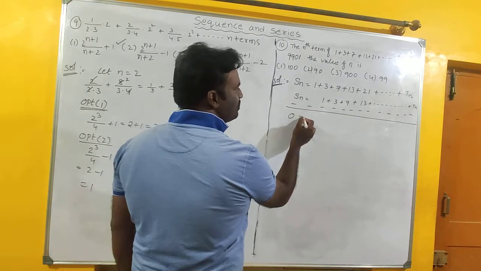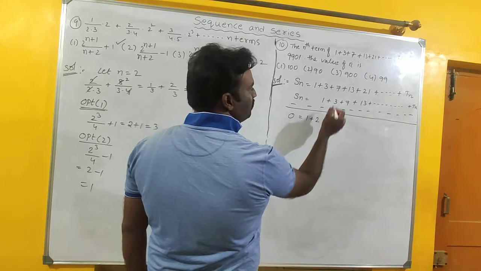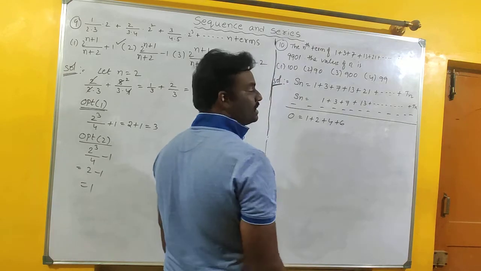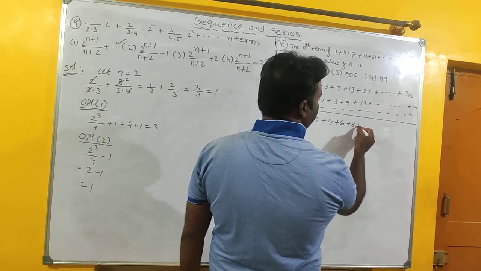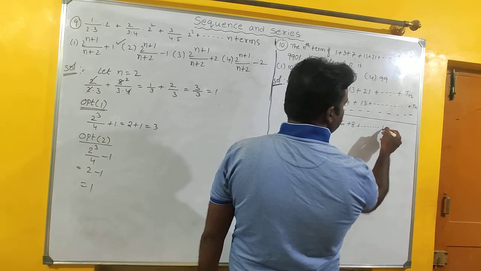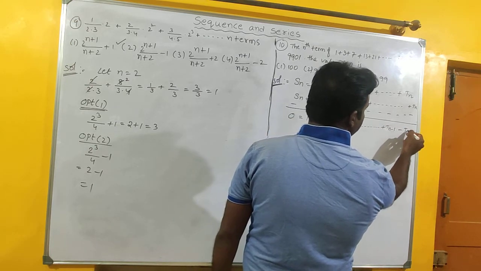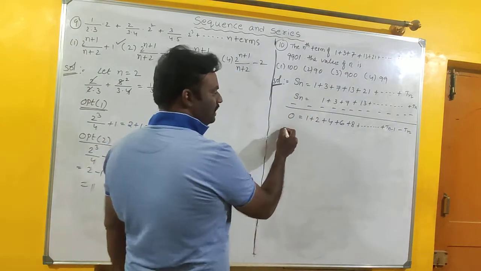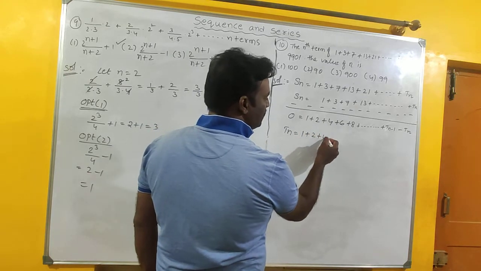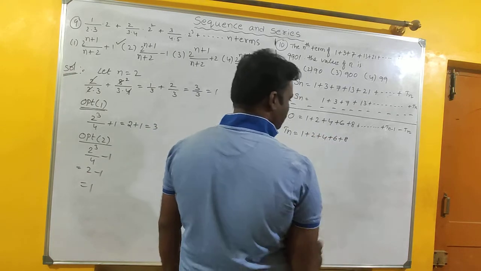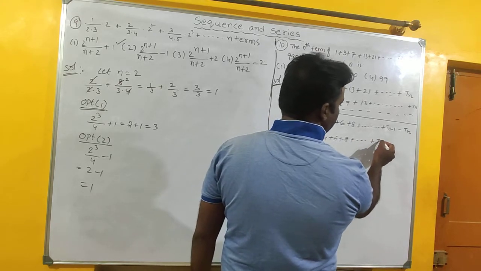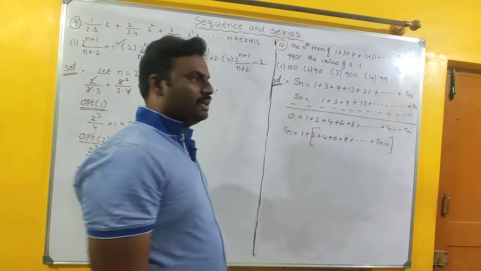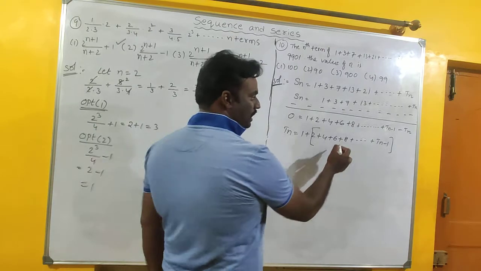Now Sn minus Sn. We get 1, then 3 minus 1 is 2, 7 minus 3 is 4, 13 minus 7 is 6, 21 minus 13 is 8. That's what we will get. Tn minus 1 minus Tn we will get. Taking Tn to that side, Tn is equal to 1 plus 2 plus 4 plus 6 plus 8 plus and so on. Put these values in a separate bracket. These belong to an AP.